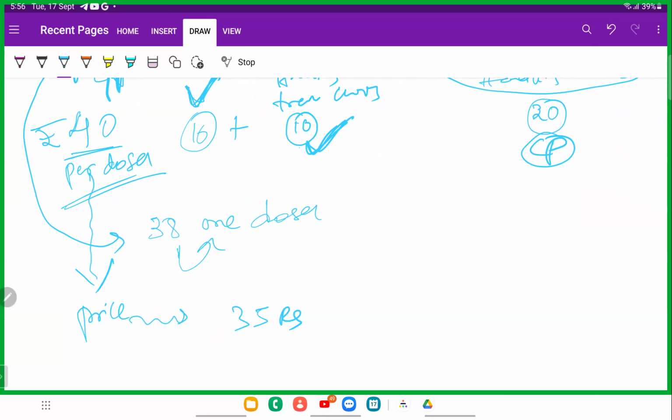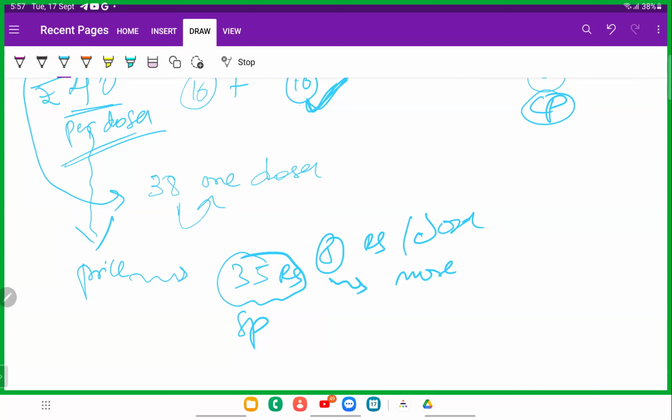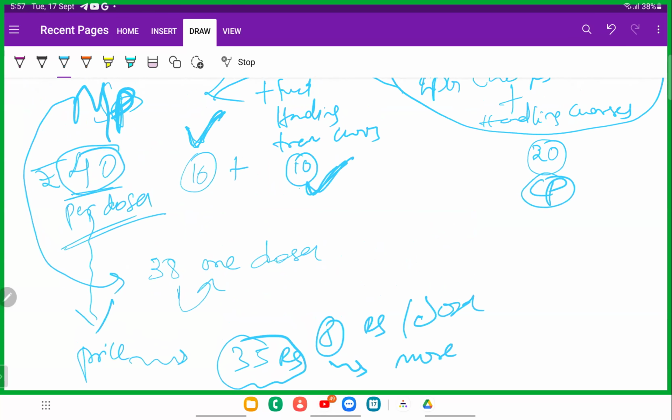Now obviously you will be gaining 5 rupees as profit for each dosa, and also more dosas will be sold compared to the neighboring hotel. So this 35 rupees is the selling price, this 40 rupees is the market price, and this 20 rupees is the cost price. So I hope every one of you got to know what exactly cost price, market price and selling price are. Okay?